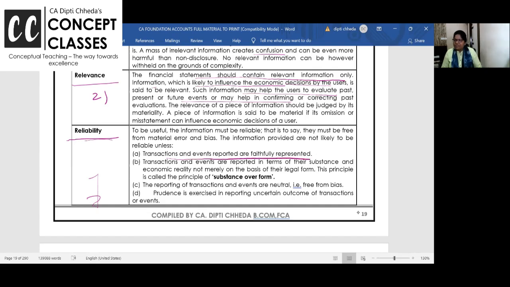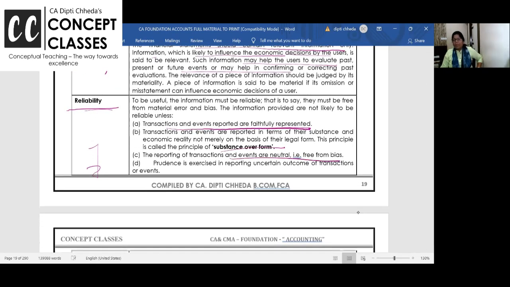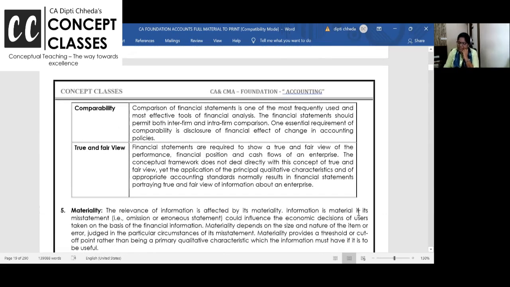Transactions and events should be faithfully represented. That's why we check the proof. कि अगर purchase इतना बता रहे तो bill है या नहीं, sale bill है या नहीं. If you're showing Bank of India balance is 10 lakhs, let us get a confirmation from Bank of India. है या नहीं उतना money. So transactions should be faithfully represented. Substance over form you need to take care of. It should be free from any bias. You can't hide things. You can't just hide losses in miscellaneous expense. So that's what reliability is.